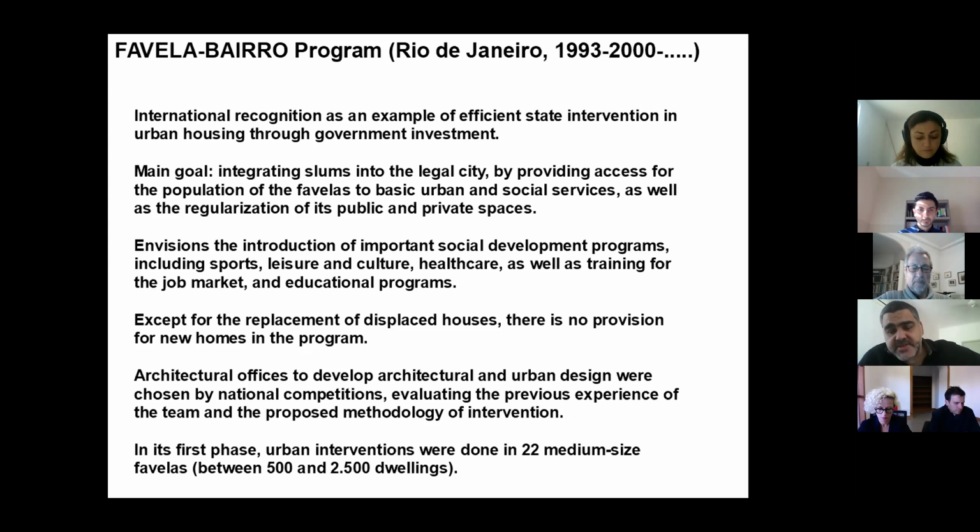Favela Bairro didn't intervene as much in houses as it intervened in public spaces and in social infrastructure. And it was very interesting because the interventions were done by groups of architects and other professionals, engineers, sociologists, selected by national competition organized by the Brazilian Institute of Architects, where these groups presented their previous experiences in the theme and proposed methodologies of intervention.